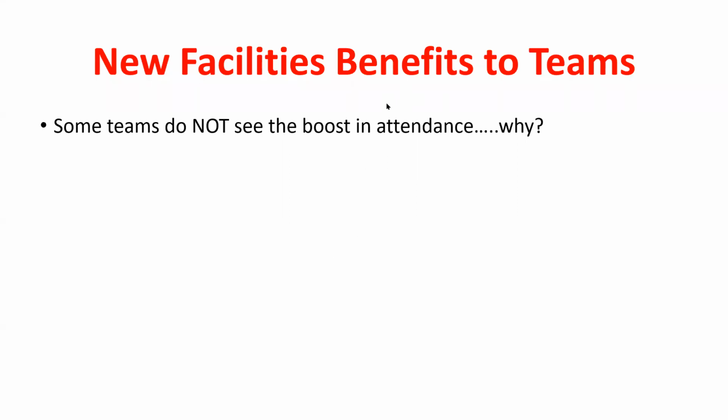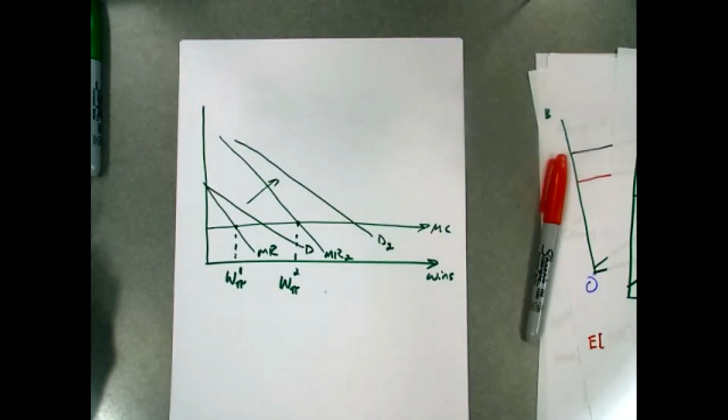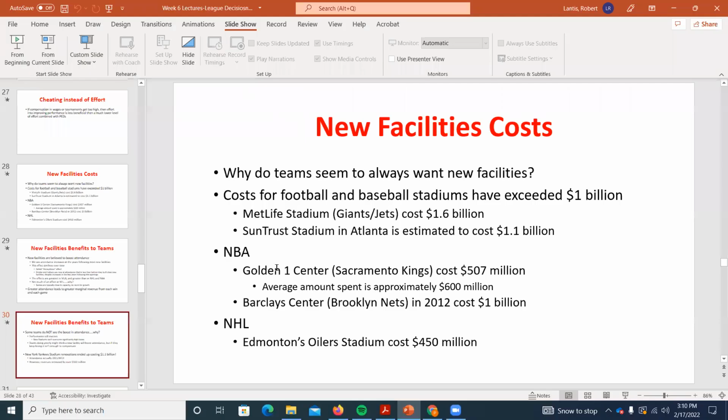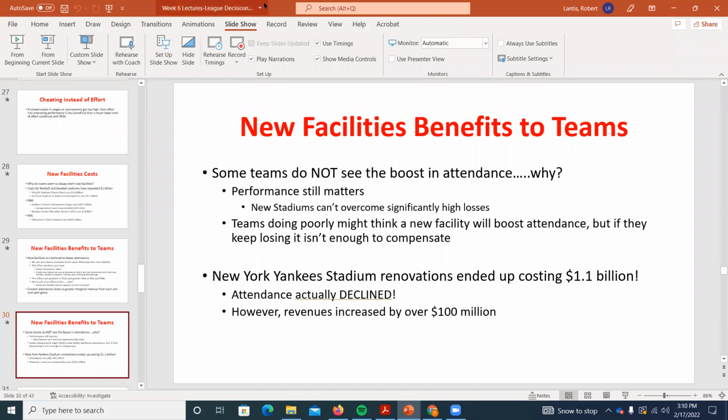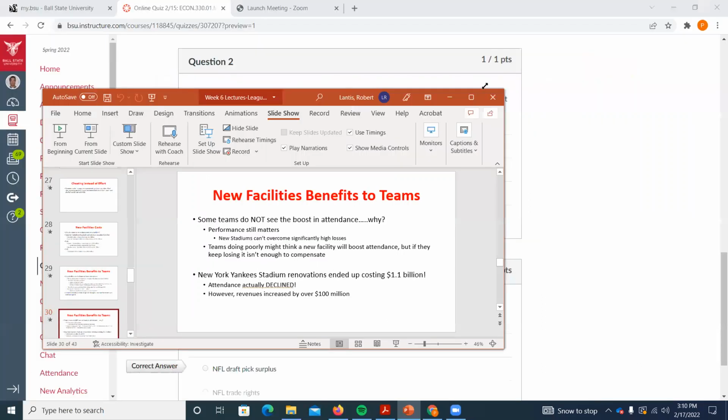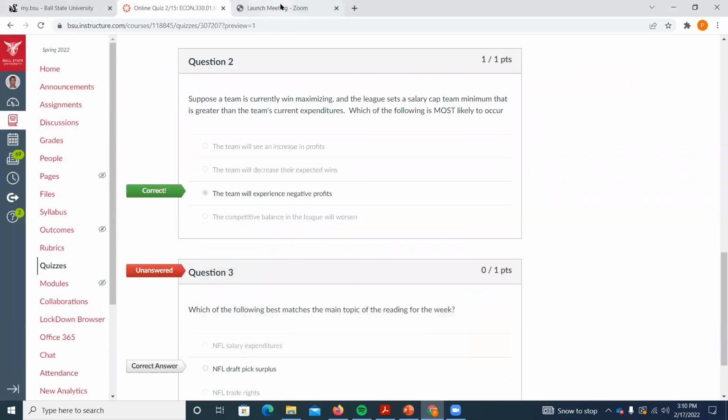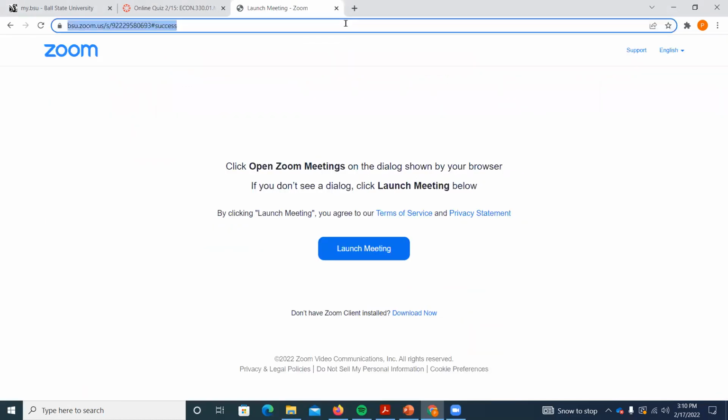I think we'll pick back up on this on Tuesday, but I did want to go through something here in the last couple minutes that'll help for the project. So we'll come back, we'll talk more about building new facilities, some of the evidence of whether or not it increases performance, increases revenues, increases attendance. But what I do want to show you is more related to the project.